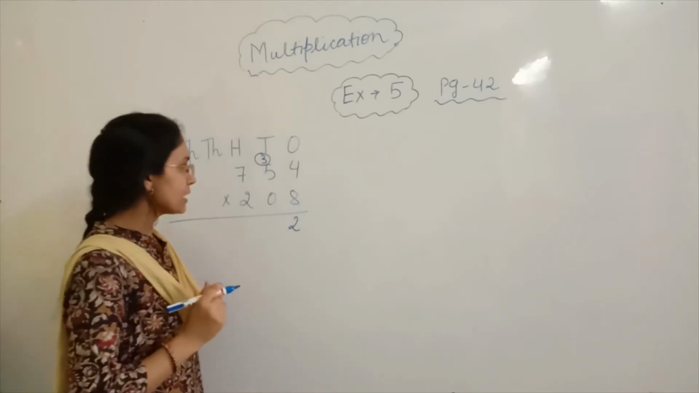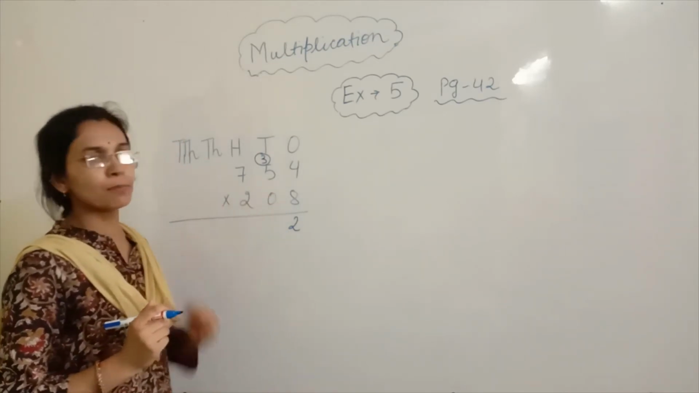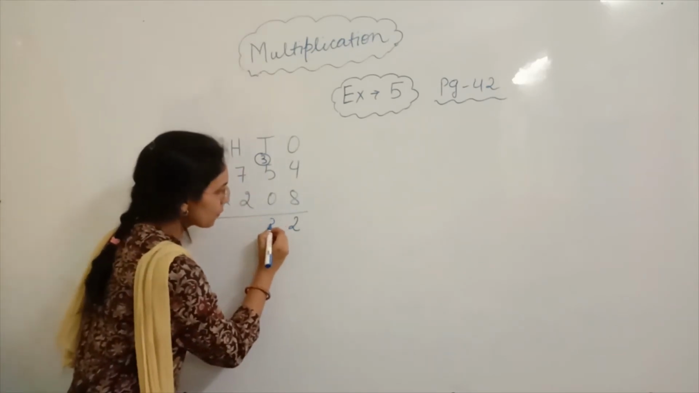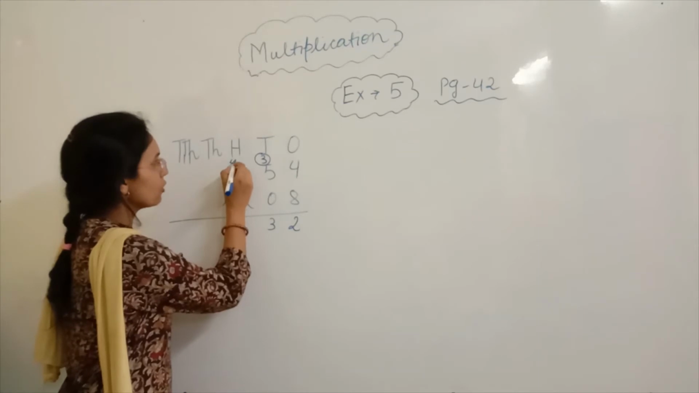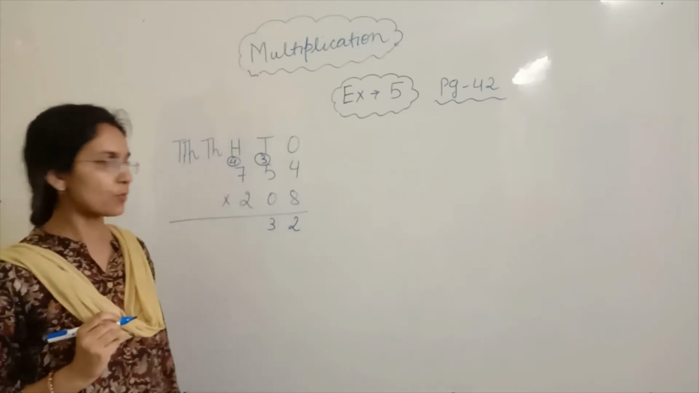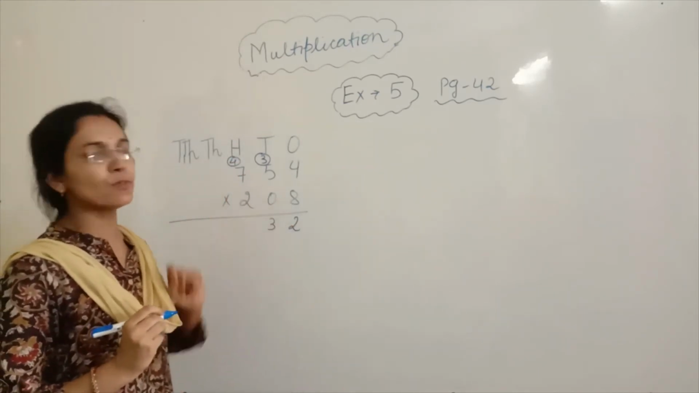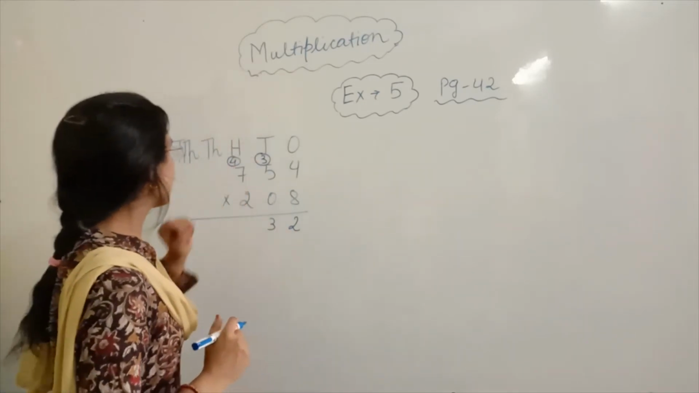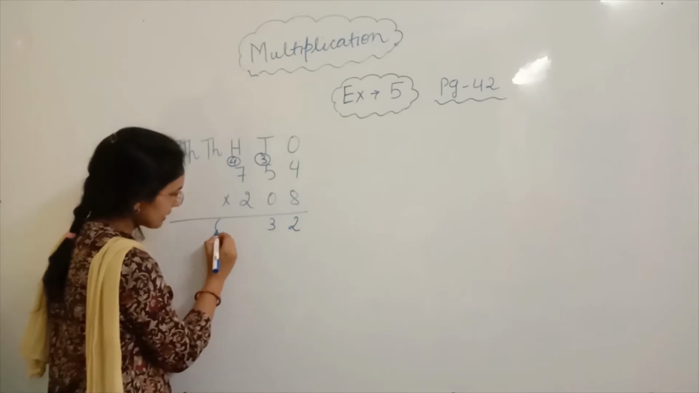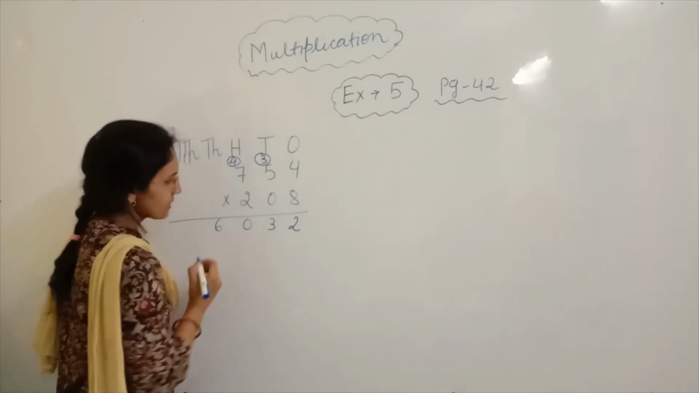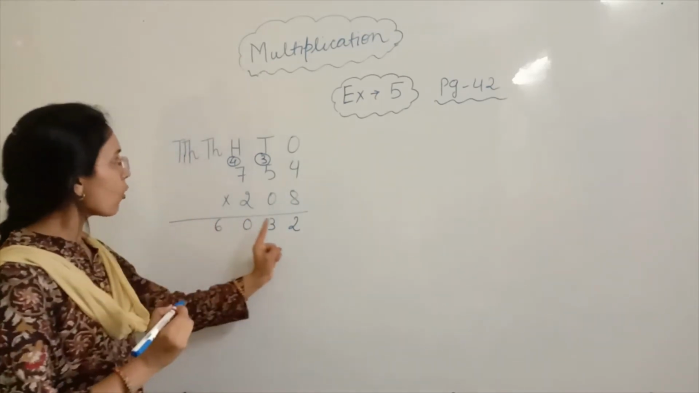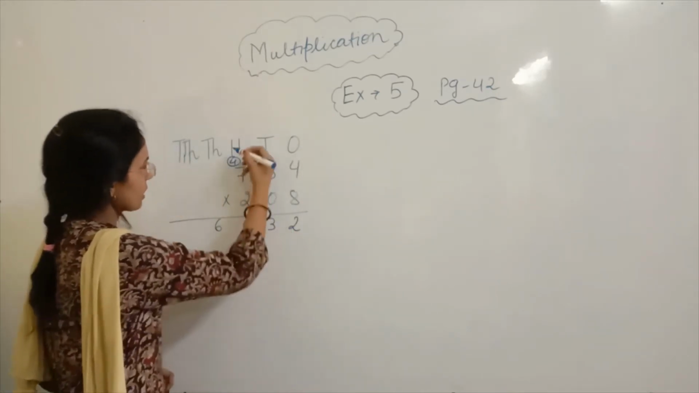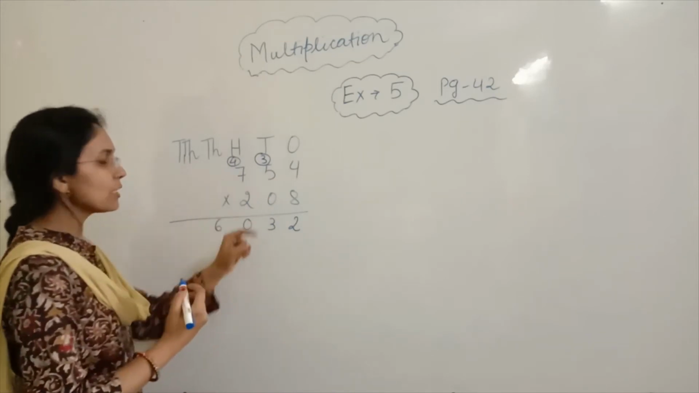8 4s are 32. 3 is carry over. Now 5 and 8 will multiply. It is 40. And 40 plus 3, 43. Now 4 will be carried over. Now 7 and 8 will multiply. 7 8s are 56. 56 plus 4, 60. Just see, I have written all the numbers according to the place value. Now we will move to the next step.